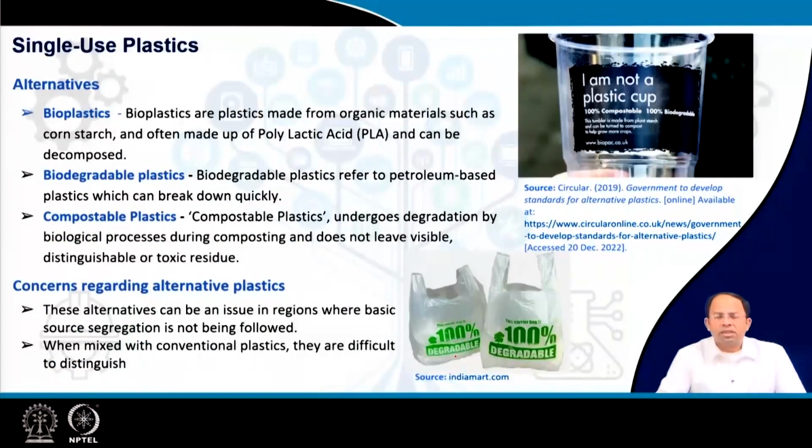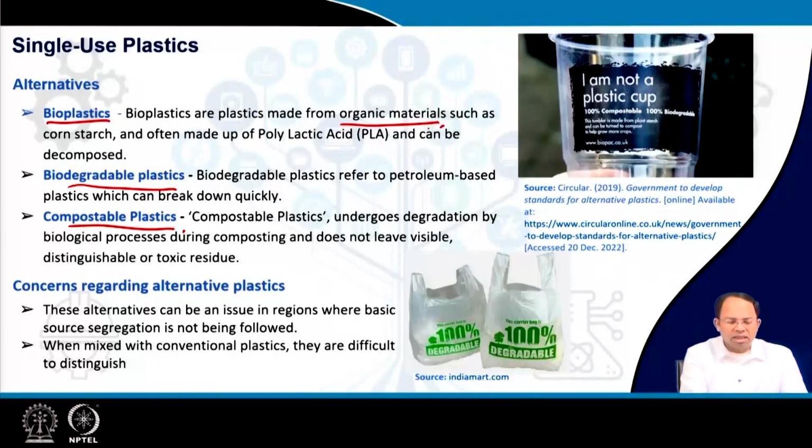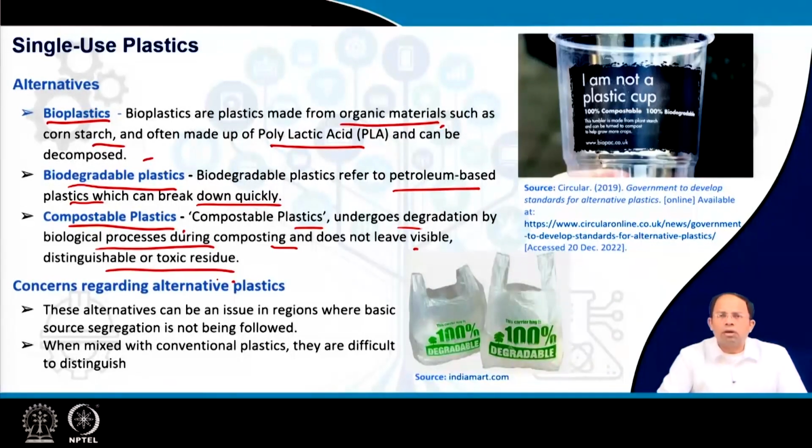Now, what are the alternatives? Some of the alternatives which should replace the ones which you saw in the earlier slide are bioplastics, biodegradable plastic, compostable plastic. So bioplastics are plastics made from organic materials such as cornstarch and often made of polylactic acid and can be decomposed. Biodegradable plastics refer to petroleum-based plastics but which can break down quickly. And compostable plastics undergo degradation by biological process during composting and do not leave visible, distinguishable or toxic residue.